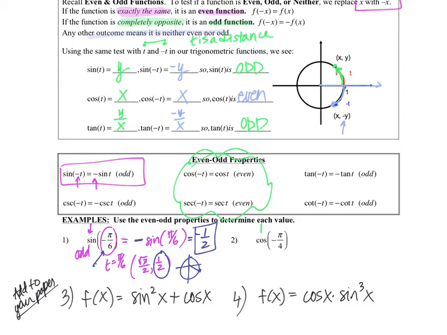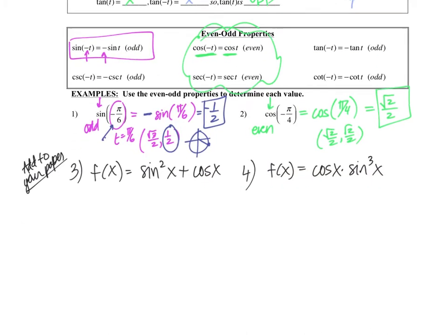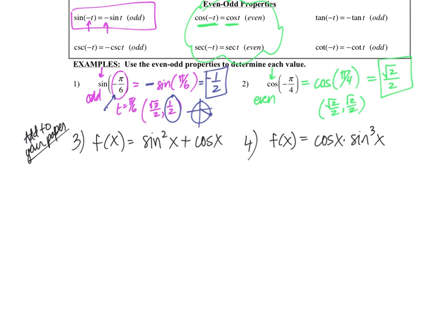Okay, number 2, cosine. I know cosine is even. That means that my negative t value is exactly the same as a positive t value. So this says that this is the same as the cosine of pi over 4. And pi over 4 is the ordered pair, root 2 over 2, root 2 over 2. So the cosine of pi over 4 is my x value, and it's going to be positive, so my answer is root 2 over 2. Good.